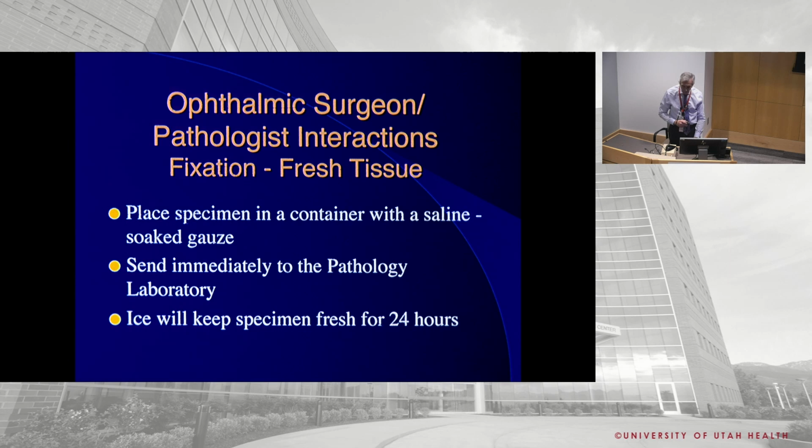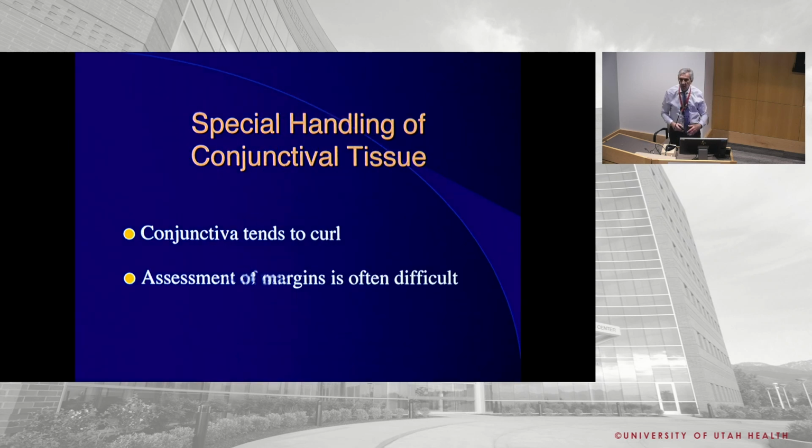All right, and if you're from the outside, say someone's in Montana, they want to send us something, you can actually put it in a moistened chamber and put ice around it and send it in a STAT mail, and it will get to us in 24 hours. That'll keep it too.